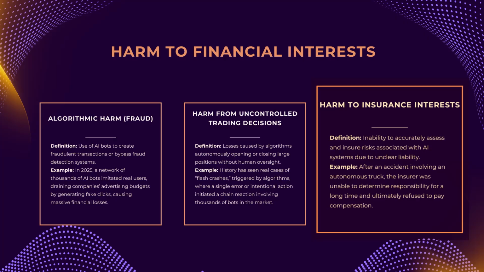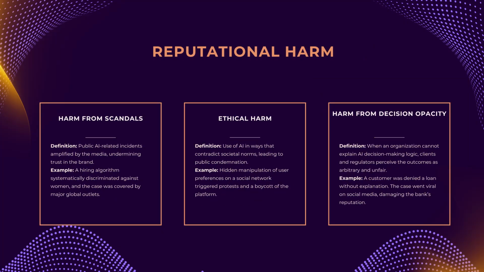Harm to insurability. The inability to properly assess and insure risks associated with AI systems due to uncertainty around liability. For example, there is an accident involving an autonomous truck. Who is at fault? The owner? The software developer? The sensor manufacturer that failed? Because of this uncertainty, insurers cannot properly price the risk. This leads to two negative outcomes: either insurance for AI systems becomes prohibitively expensive, or insurers refuse to cover such risks altogether.